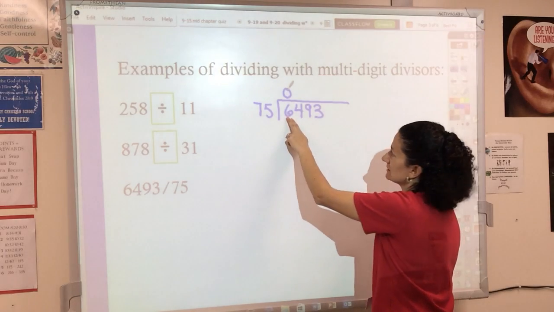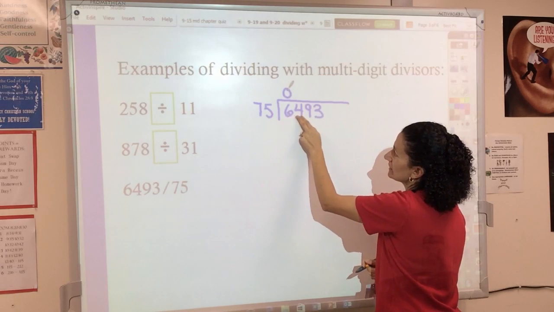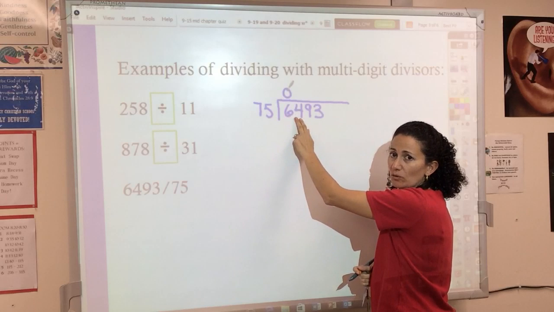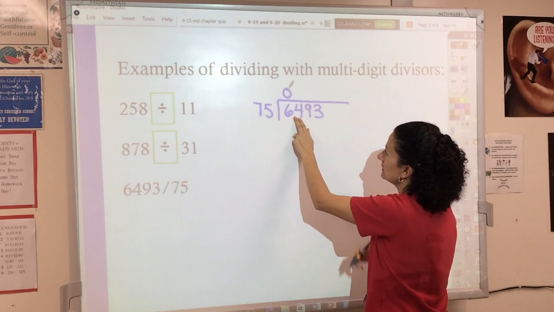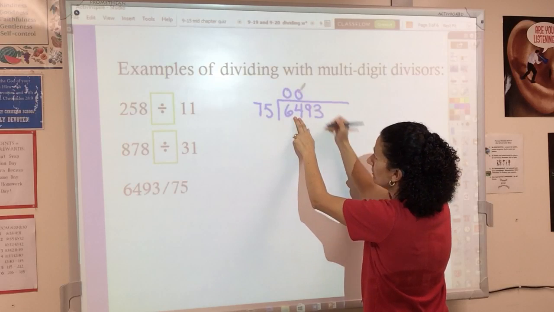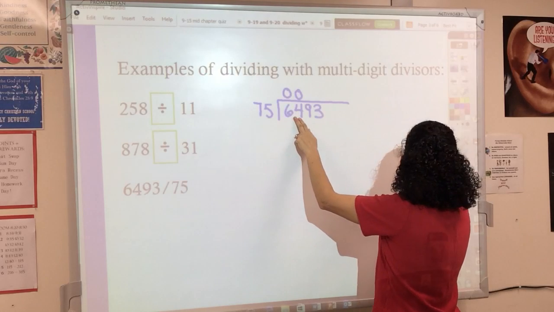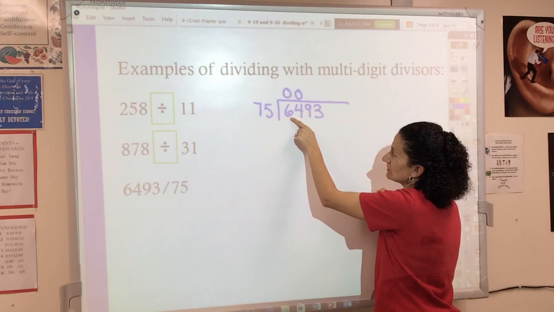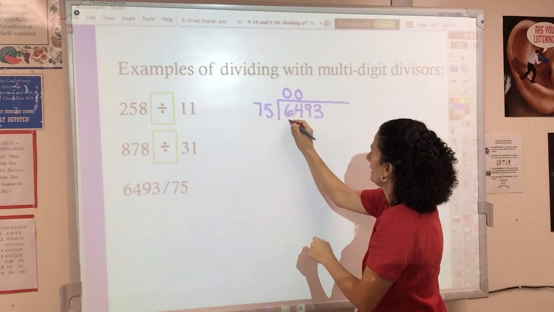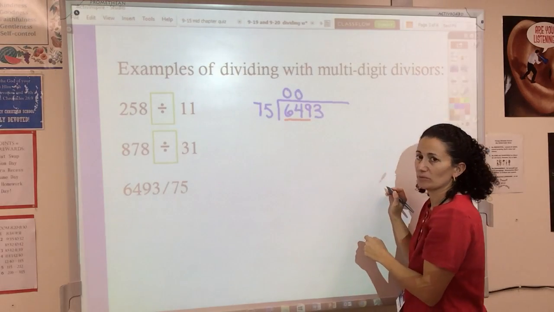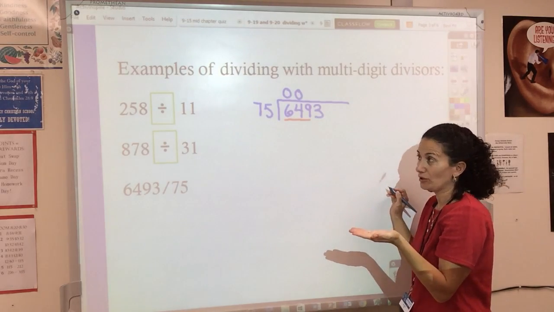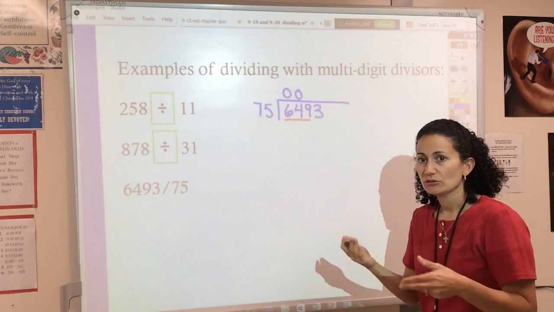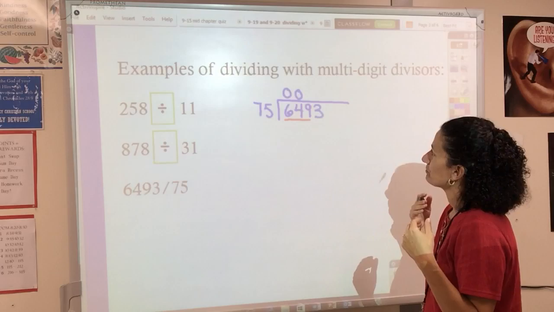Oh, take a look at this. If I go over, I'm now looking at 64. 75 doesn't even go into 64. It's bigger than 64. So I'm going to have to put another 0. And now I'm looking at how many times does 75 go into 649? I'm now looking at a 3-digit number. I don't know 75 times what, so I'm going to have to guess and check, use some strategies, a little bit of estimation.